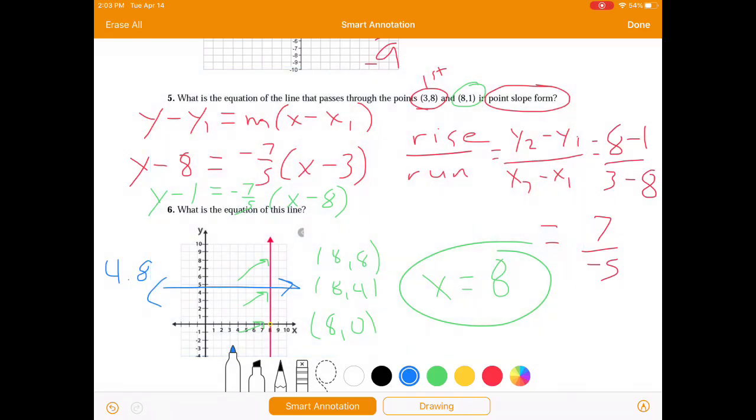Every single y value on that line is going to be 4.8. So we would say the equation of a horizontal line like that would be y equals 4.8. So for horizontal lines, the y values are all the same. For vertical lines, the x values are all the same. So respectively, it is y equals a number or x equals a number.